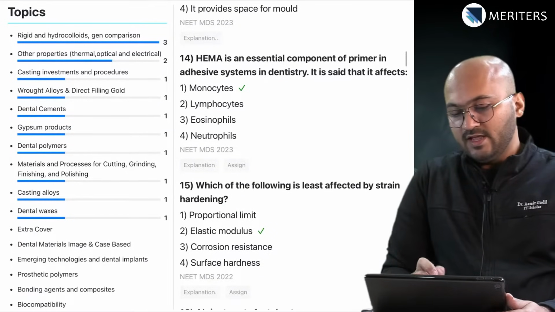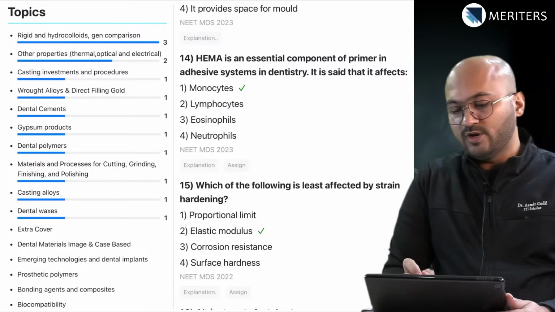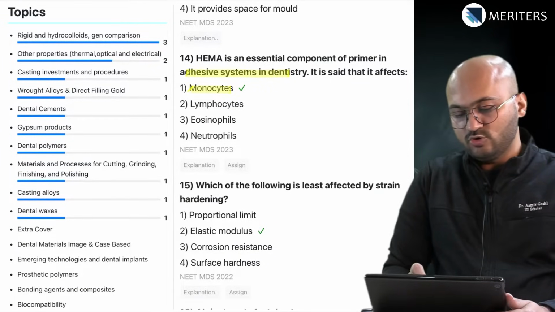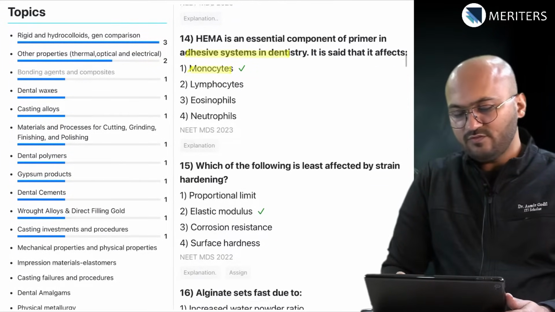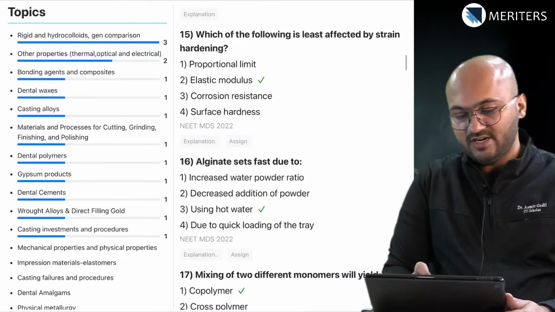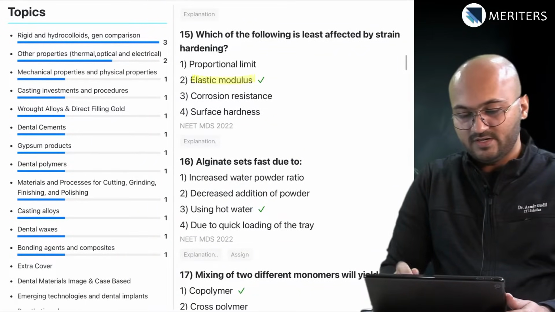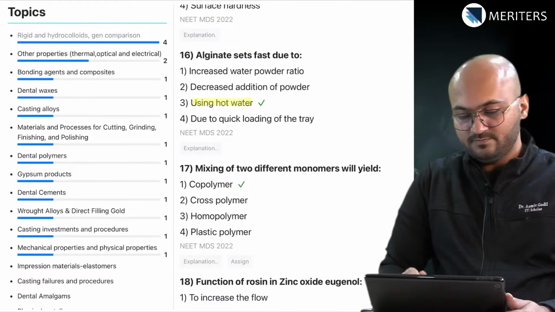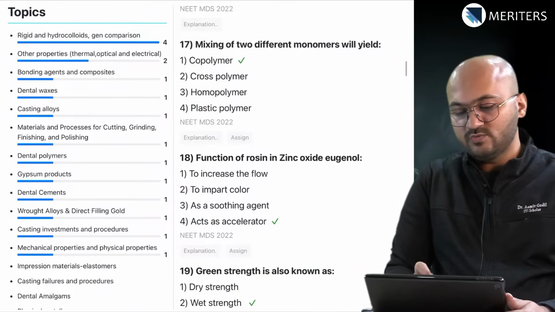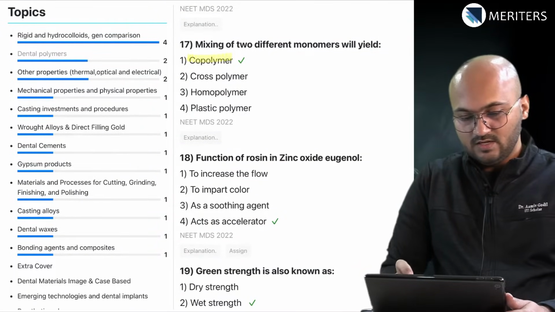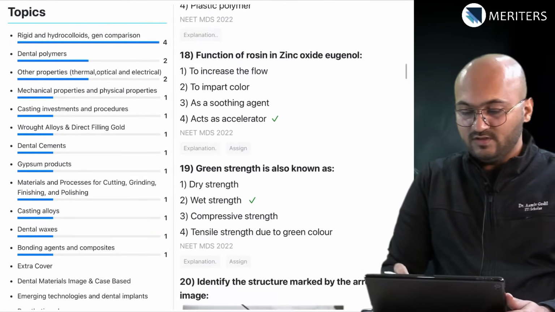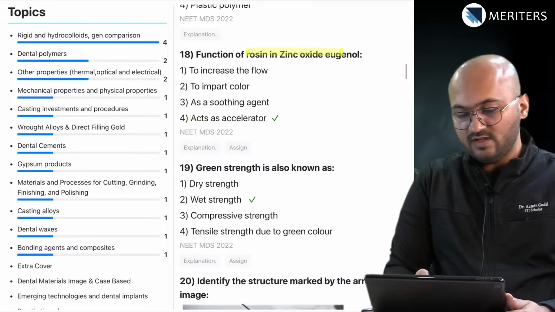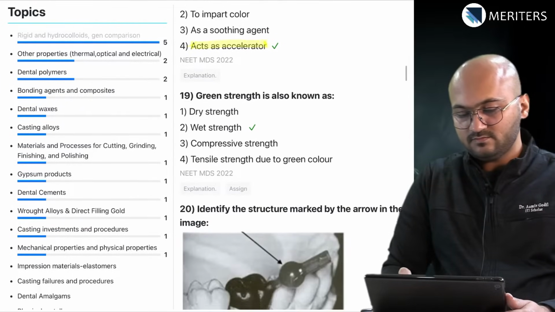Next question. HEMA is an essential component of primer in adhesive systems. It is said that it affects monocytes. Which of the following is least affected by strain hardening, elastic modulus, physical property? Alginate sets fast due to hot water. Mixing of two different monomers will give you a copolymer. That's dental polymers. Function of rosin in ZOE is to act as an accelerator.